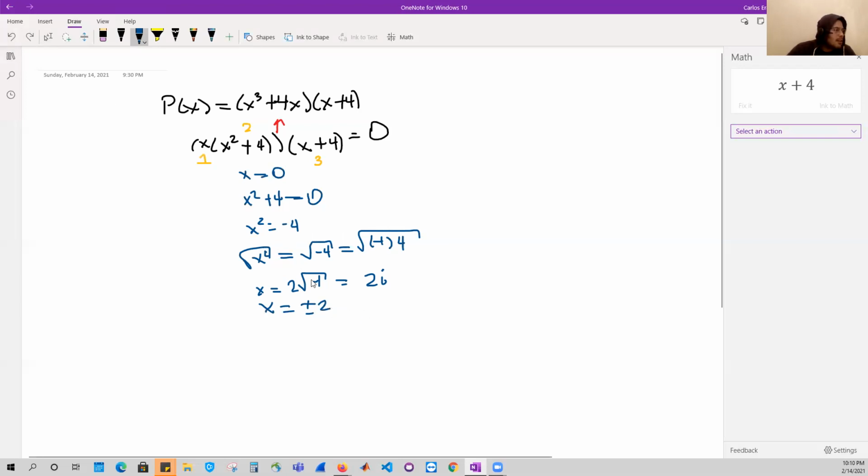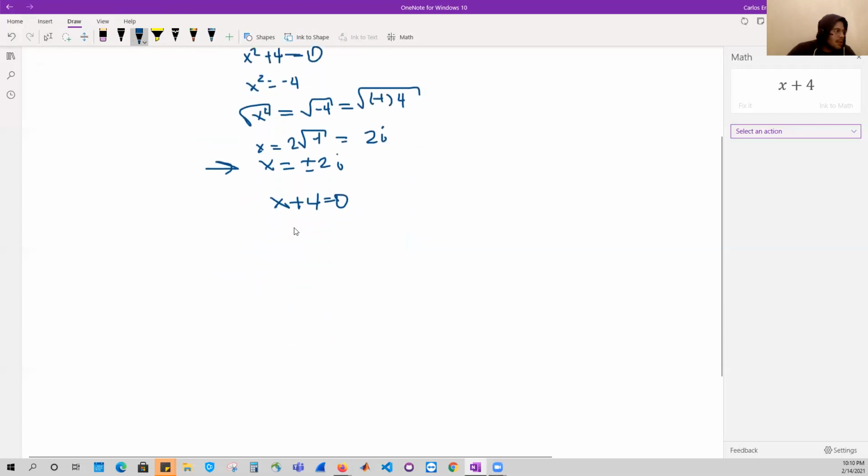Okay, so we have different roots in this solution, right? The first one is x equals 0, and the other two roots are x equals plus or minus 2i. And the third one is pretty much the same as before, x plus 4 equals 0. So this leaves x equals minus 4.